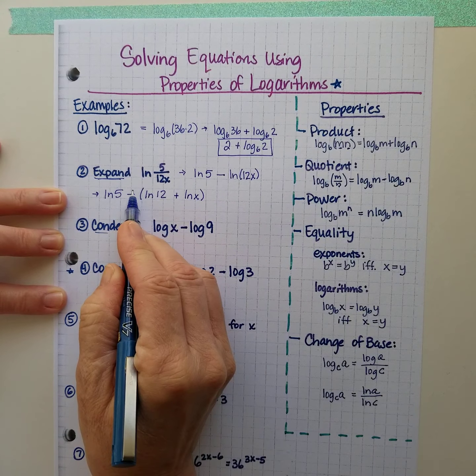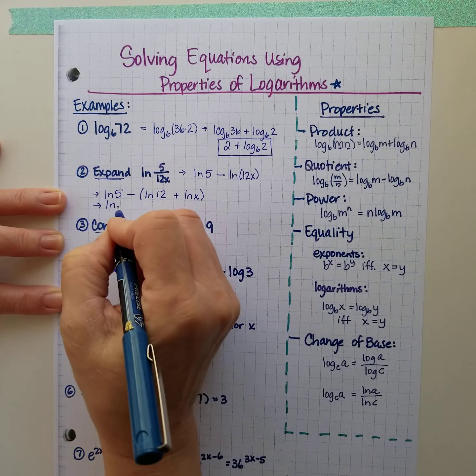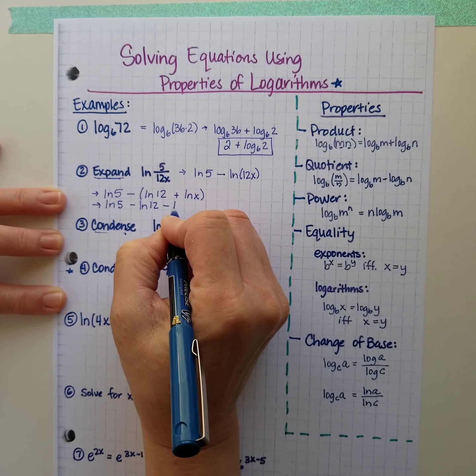Now we can expand that minus sign here, and our final answer is going to be the natural log of 5 minus the natural log of 12 minus the natural log of x.